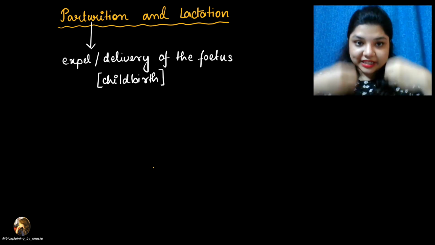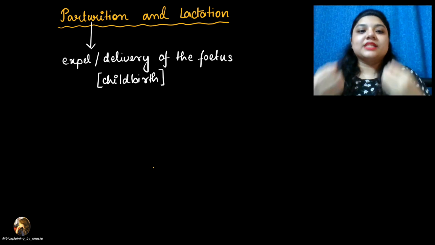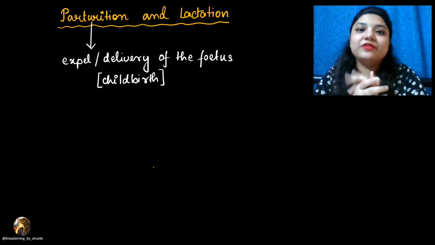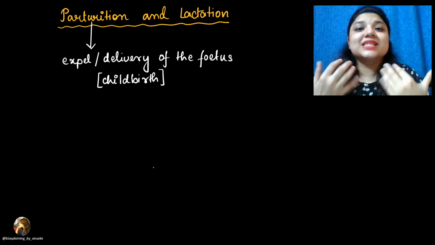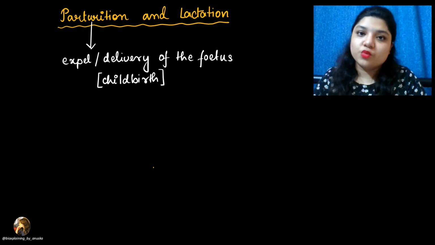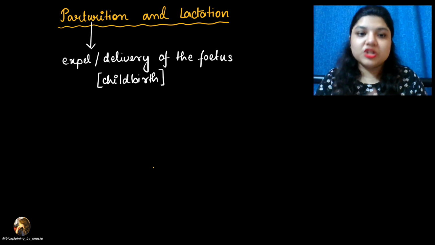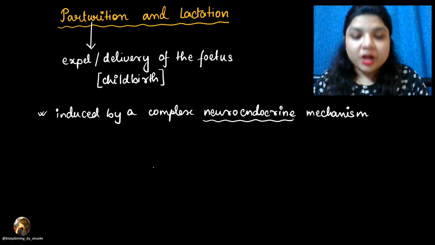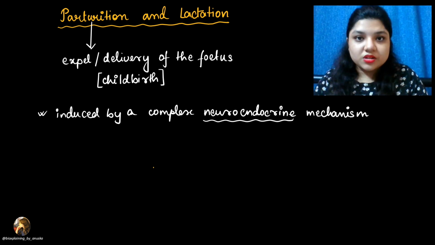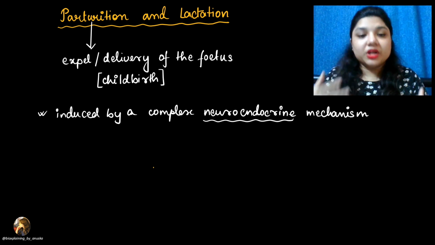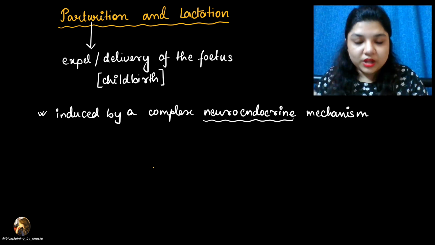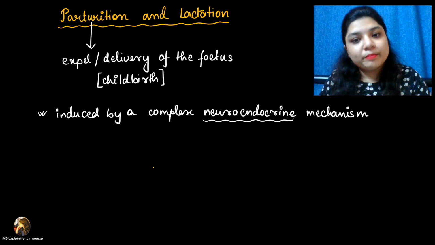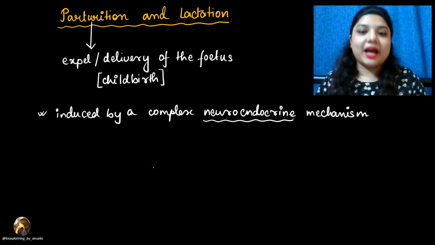That is, the fetus which has fully developed is now expelled out of the female body, sent out of the mother's womb. So parturition refers to the expulsion or delivery of the fetus. How is this induced? The trigger that birth needs to occur now is induced by a complex neuroendocrine mechanism.